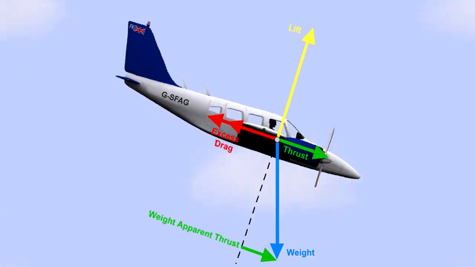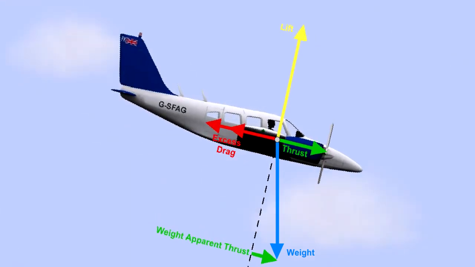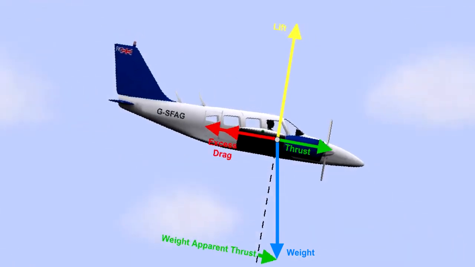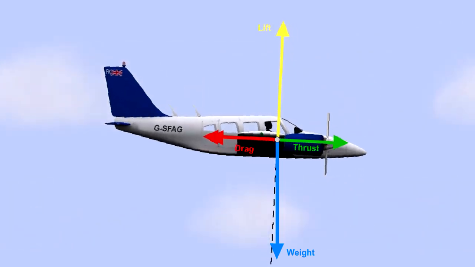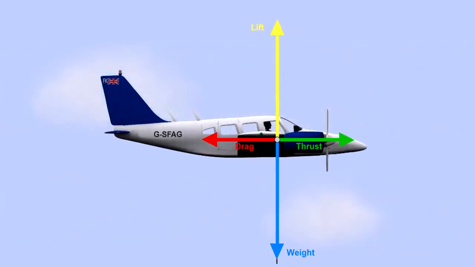To reduce the amount of weight apparent thrust, the nose is raised a little. This process can continue until the remaining engine generates sufficient thrust to balance the drag without any need for weight apparent thrust. At the altitude where this balance occurs, the aeroplane is able to level off.